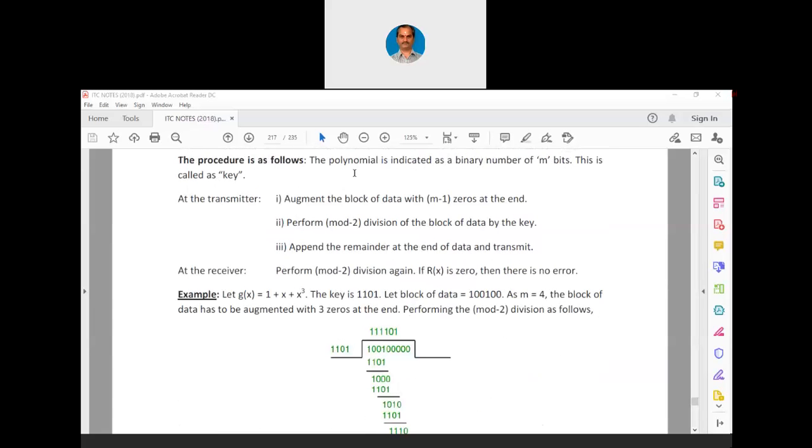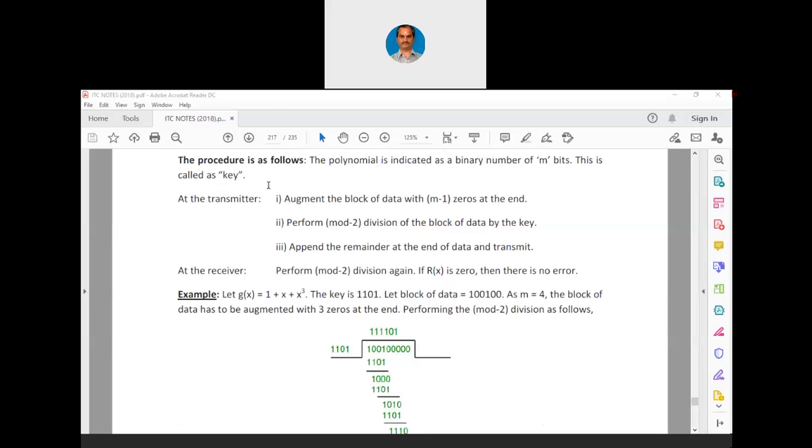The polynomial is indicated as a binary number of m bits. This is called the key. I will show you an example later. Now you can see I have put an example here. Let g of x equal 1 plus x cubed. This is the generator polynomial which we are using. It can be represented as a binary number. Here x squared is missing, so we write it as 1 1 0 1. 1 is there, x squared is missing, x cubed is there, so the key is 1101. This is called the key.